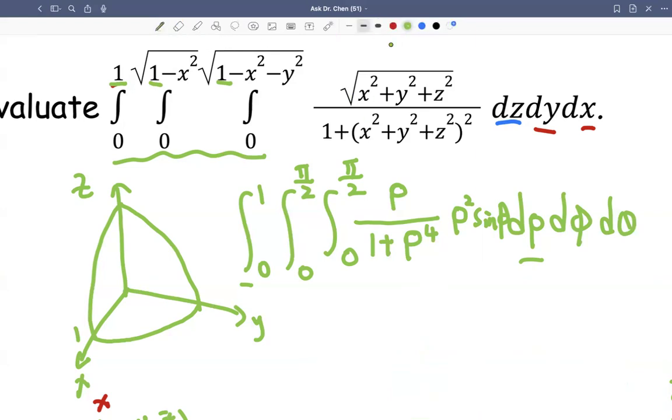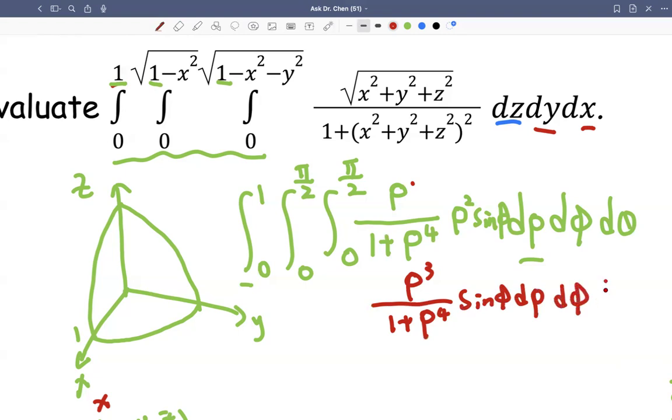Let's change the red color. So rho times rho squared, that's rho cubed. Then plus 1 over rho to the fourth power. Then we have sine phi, d rho, d phi, d theta.